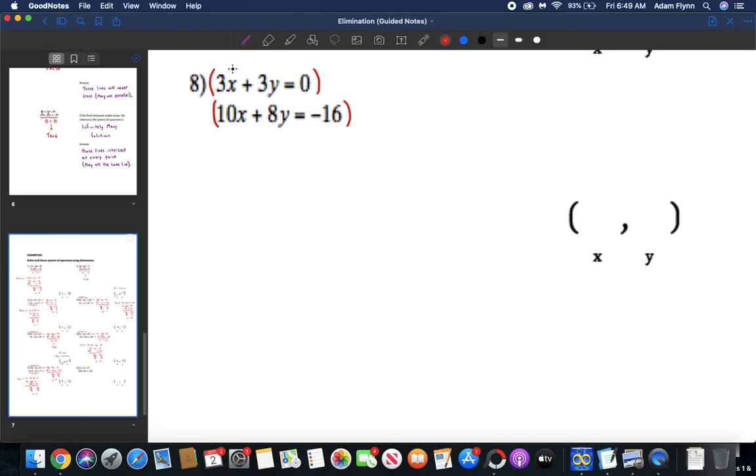So how about we make my top equation, let's get that to positive 24y. So I have to multiply plus 3y by 8. And my bottom equation, to get positive 8y to negative 24y, I have to multiply by negative 3, or scale by negative 3. So I'm going to distribute.